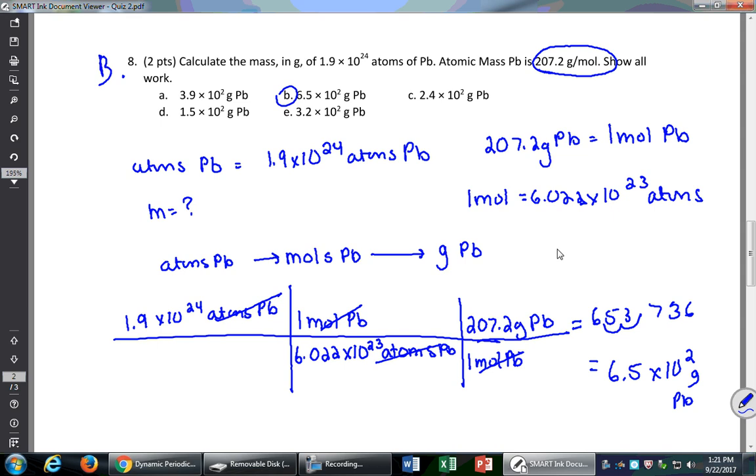It's just like what we did on quiz 1, except now we're using other relationships that you learned from the periodic table and that you need to know with Avogadro's number.